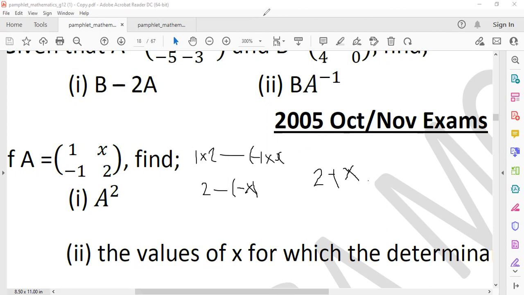Some of you might be wondering why I'm using another method. There are normal methods of solving which are longer, and there are other methods which are shorter. So I'm trying to use a shorter way of solving this.